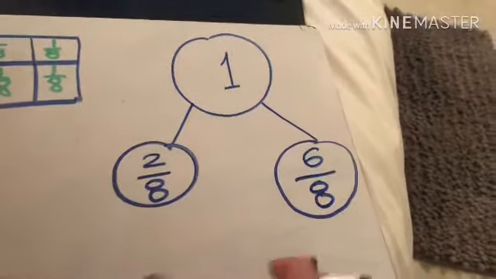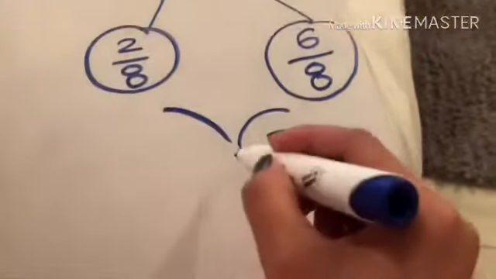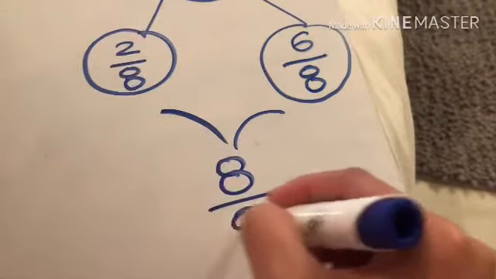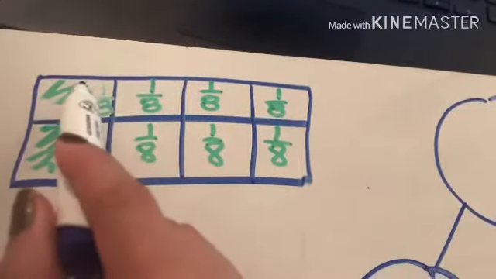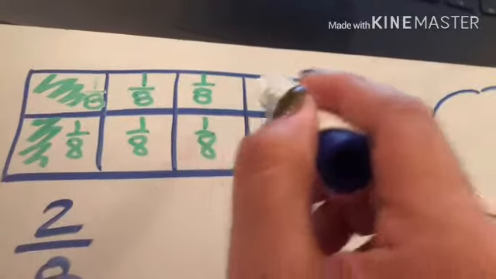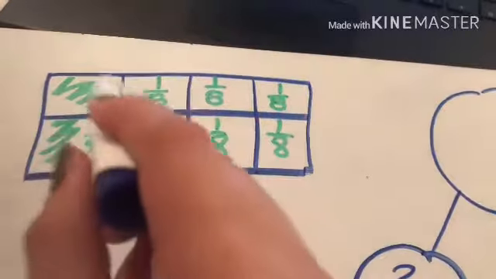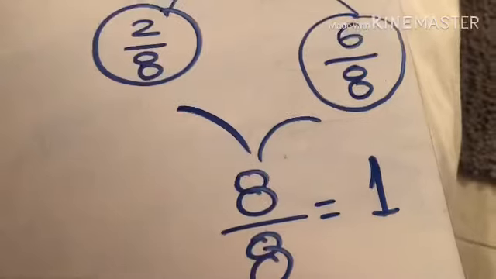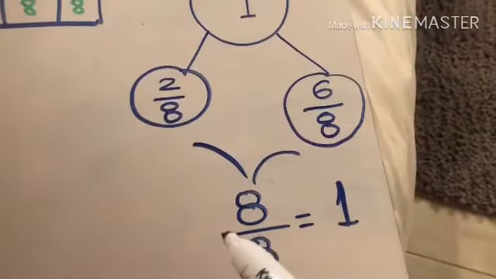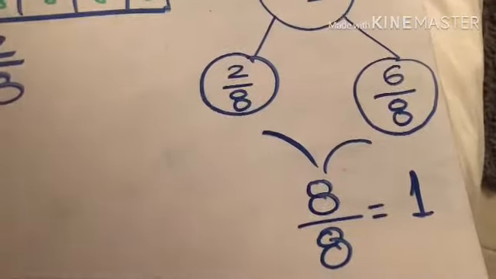And see, this is true because if we put them together, 2 plus 6 will be 8. And 8 eighths equals 1 whole. Let's see if that's true. Let's count each unit fraction with me. 1, 2, 3, 4, 5, 6, 7, 8. 8 eighths makes 1 whole. See, this is super easy. In the next example, I'm going to show you something extra.